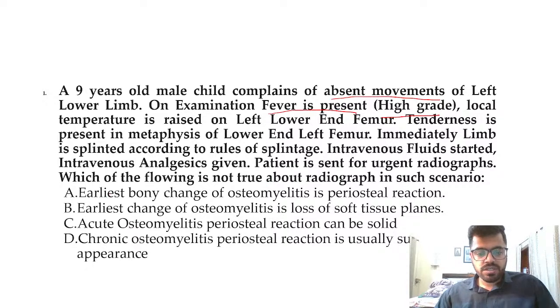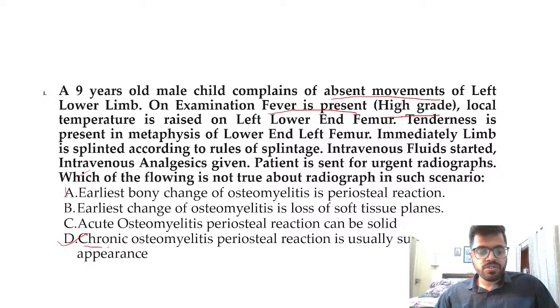Earliest bone change in osteomyelitis is periosteal reaction. Okay. Earliest change of osteomyelitis is loss of soft tissue planes. In acute osteomyelitis, periosteal reaction can be solid. In chronic osteomyelitis, periosteal reaction is usually sunburst appearance. So this is the wrong statement here.